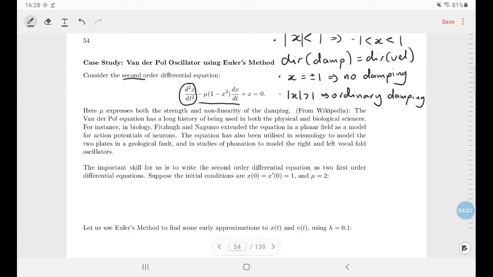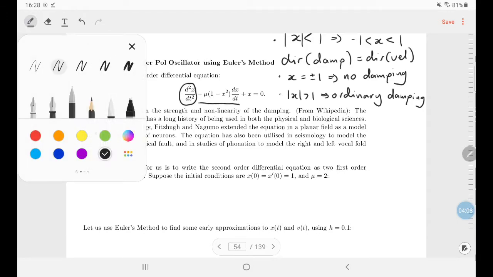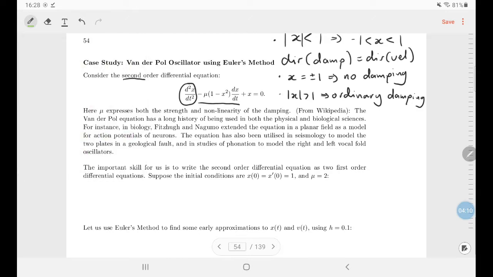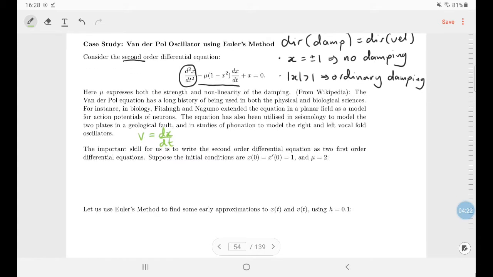So the important skill for us is to write the second order differential equation as two first orders. So the big story will be you introduce a new variable v, which is the first derivative. Now that's no problem here, because here this x is displacement. And what does that mean? Well, then dx/dt is velocity. So we've got no issue. So that's our first equation.